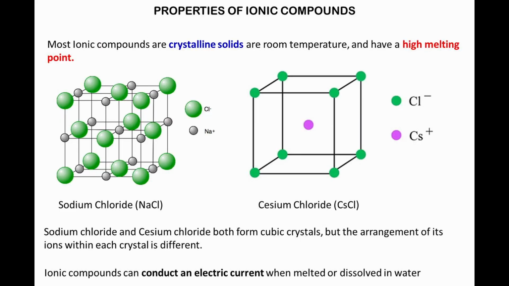Here are some properties of ionic compounds. Most ionic compounds are crystalline solids at room temperature, and have a high melting point. The crystal structure of an ionic compound is determined by the arrangement of its ions. Sodium chloride and cesium chloride both form cubic crystals, but the arrangement of the ions within each crystal is different. Ionic compounds can conduct an electric current when melted or dissolved in water.